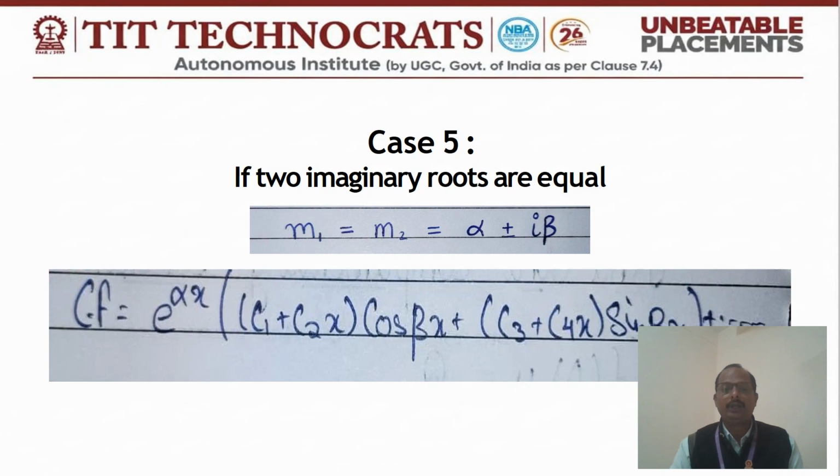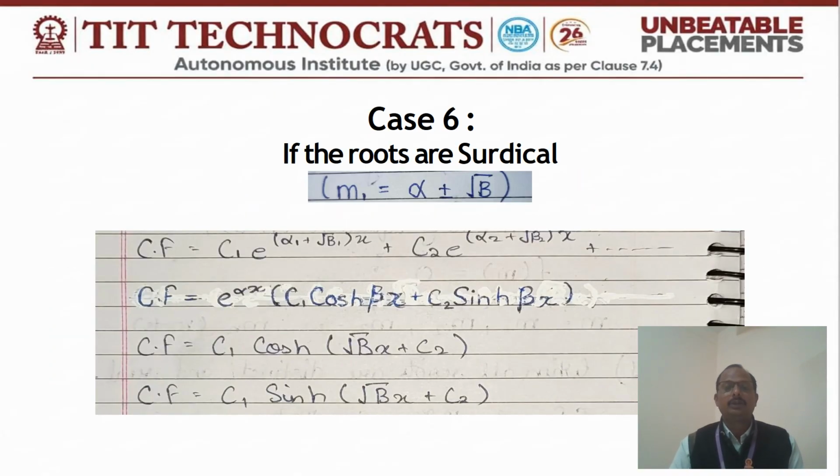In case we have imaginary roots but they are also repeated, how can we determine them? It is e^(αx) [(c1 + c2x) cos βx + (c3 + c4x) sin βx]. In this way we can create the formula. Then the next case is roots are surds, means irrational numbers.